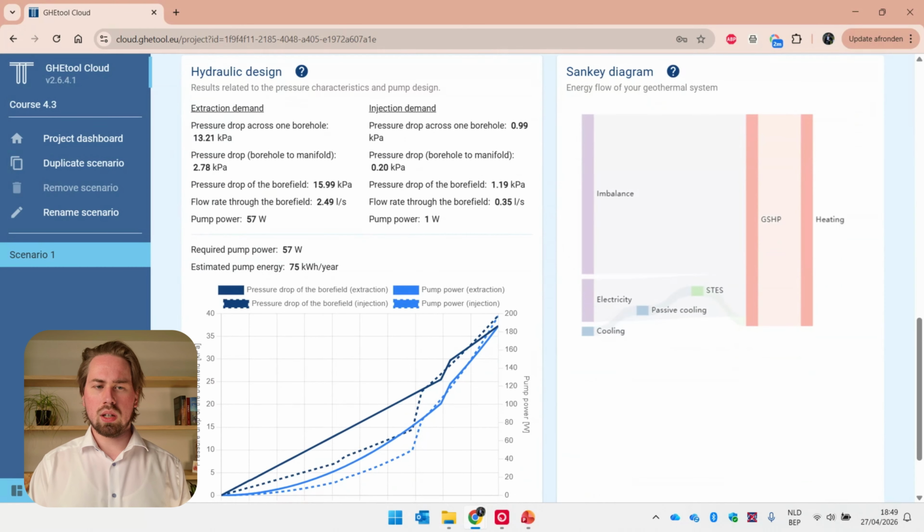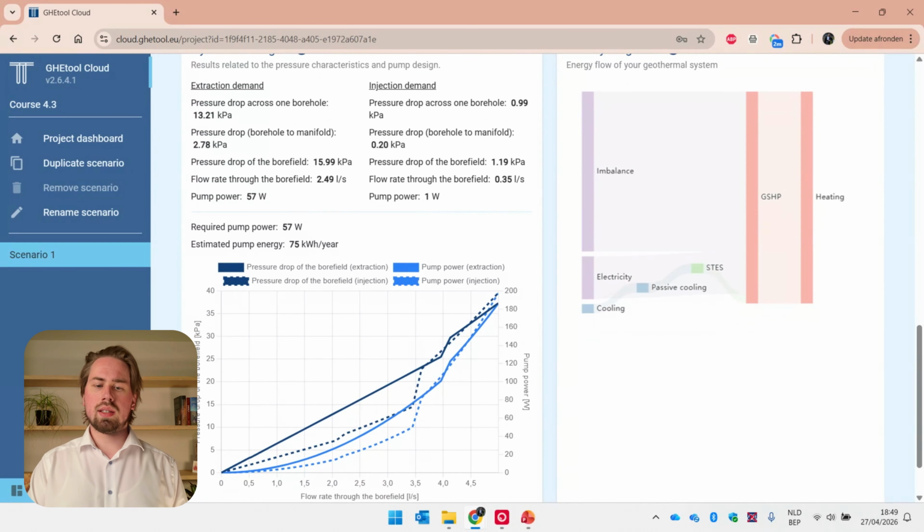And then we have here our hydraulic design. So this is the graph we talked about earlier, showing you the pressure drop and also the pump power in extraction and injection, because we have different temperatures. We also see different pressure drops and pump powers in heating and cooling. And what you can see here is we have a higher flow rate during heating. And of course, we have 37 kilowatts here. And for cooling, we only have 0.35 liters per second. You only have a very low power in cooling, giving us this lower flow rate.